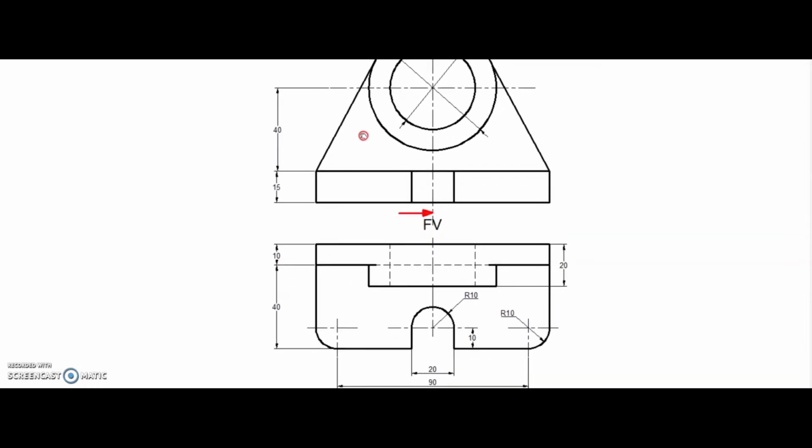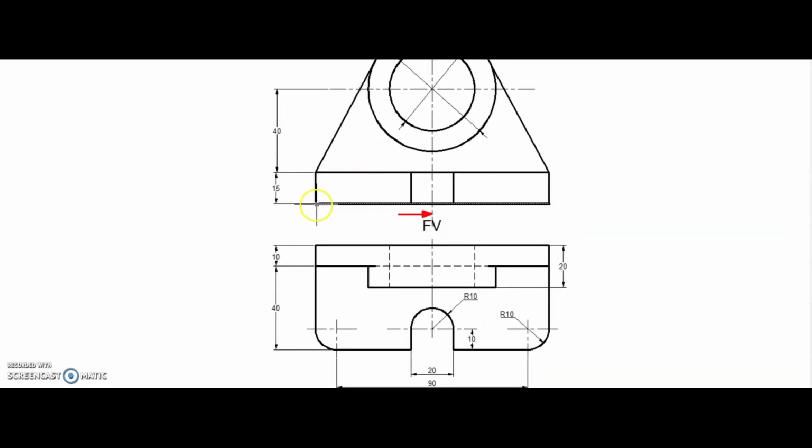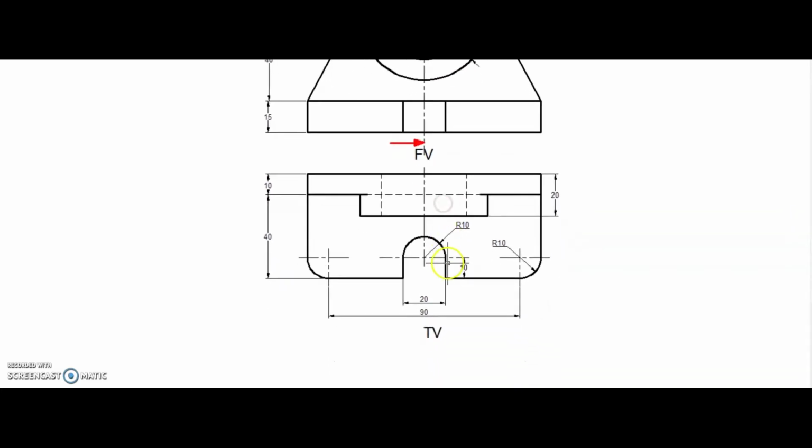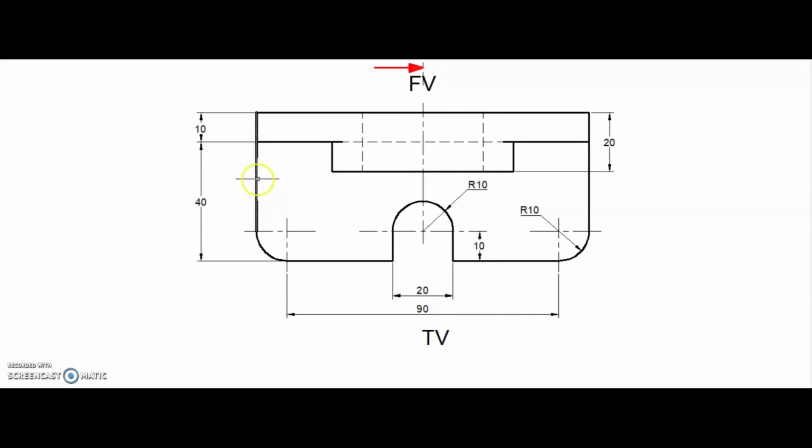Then its length is not shown in the front view, but we can trace it out in the top view. That is the distance from this line to this line, the overall length. Among these, the 90 is given. We have to add this distance and this distance, which is a 10 millimeter radius. So this distance is 10. So the overall length is 110 millimeter.